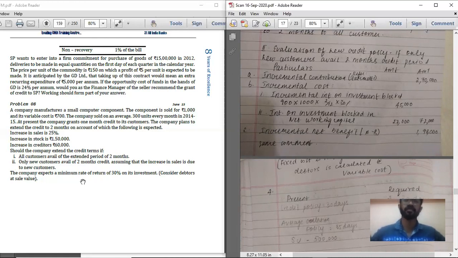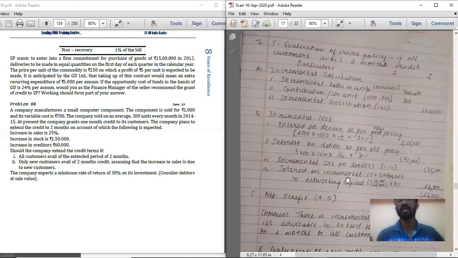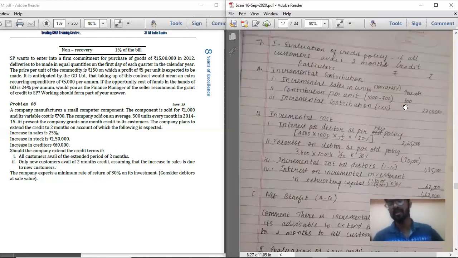Below that, a 3 columnar table. First column particulars, second column amount, and third column also amount. So what is the incremental contribution? We have already calculated it because of the increase in sales. The incremental contribution is 2,70,000.